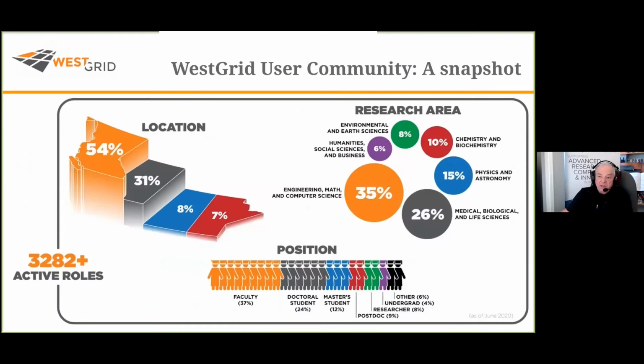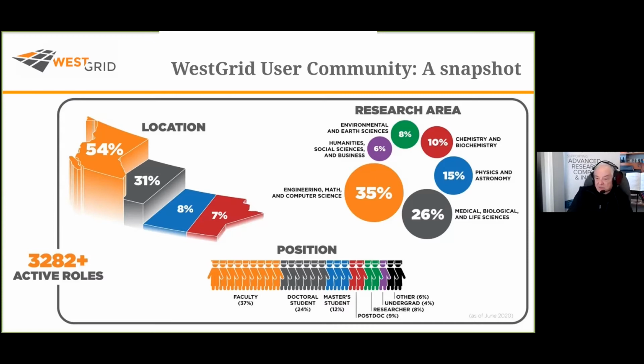Our user community, just to give you some idea, generally reflects the actual population in each of the provinces, with BC having the majority of users, and then Alberta, Saskatchewan, and Manitoba. And the research areas are pretty spread across the board, which is good for both Compute Canada and WestGrid. The distributions are very similar, with the basic sciences, engineering, math, computer, and classic sciences, physics and astronomy, still our largest users. But over the last few years we have seen a real uptick in the humanities, social sciences, environmental sciences, that end of things.